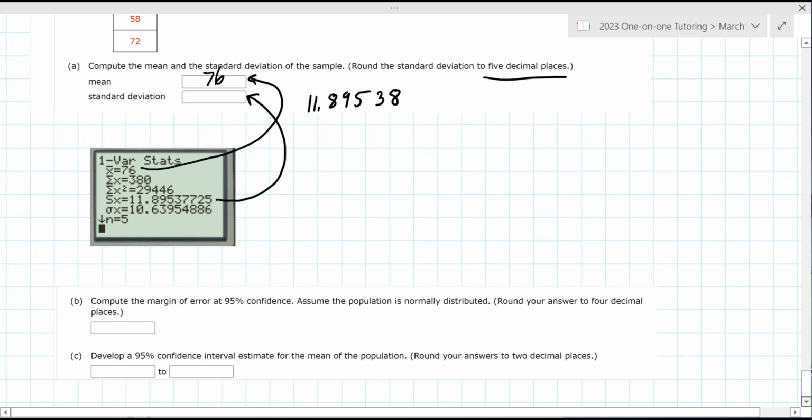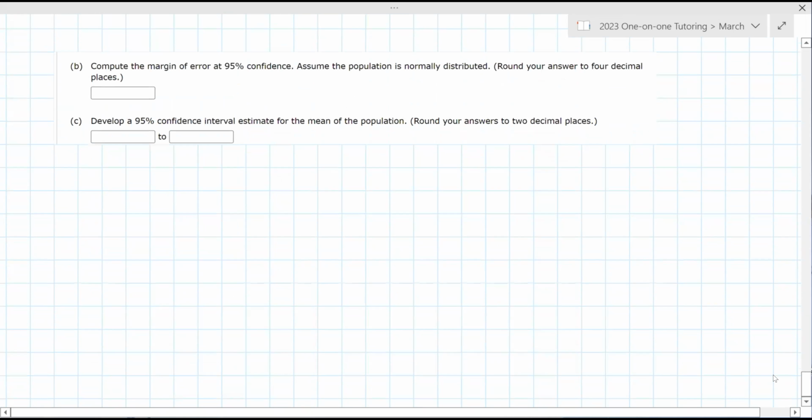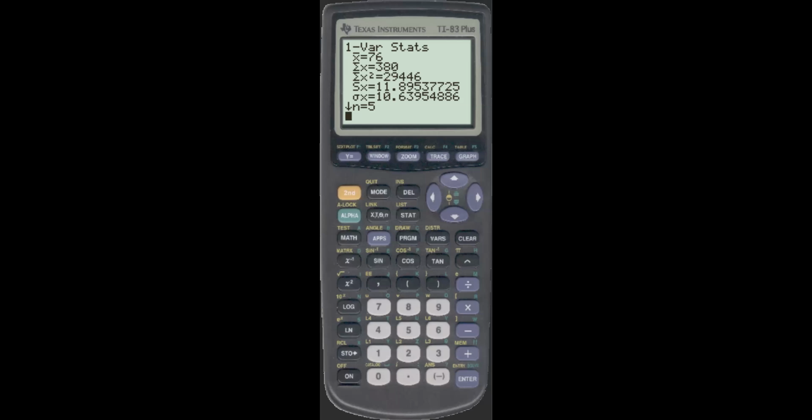All right, so part C here: develop a 95% confidence interval for the mean of the population. We're going to go back to the calculator. We'll do C first and come back to B. And this is a T interval. The reason it's a T interval is you don't know the standard deviation, and you have a small sample size. So you go back to stat, test, T interval.